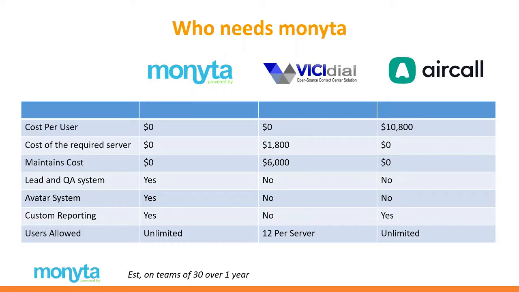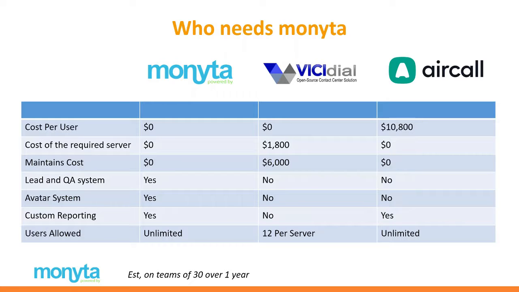ViciDial has the hidden cost. Even though it's open source and can be set up, you must have an understanding of Asterisk, and you must have an understanding of ViciDial to actually manage, configure, and set up the system. So this is not straightforward, and this can range from $6,000 to much higher.